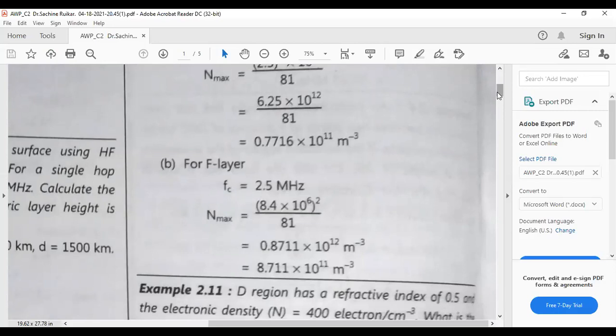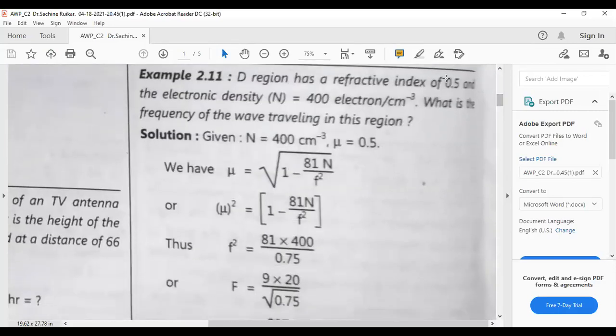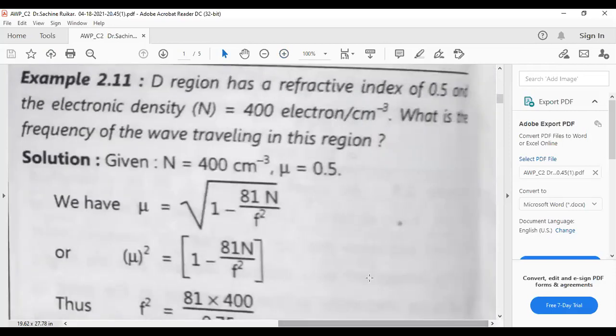Now go for numerical number 2.11. The D region has a refractive index of 0.5 and the electron density N is equal to 400 electrons per centimeter cube. What is the frequency of the wave traveling in this region? They are talking about the ionosphere, in that particular D region, where the refractive index, denoted by mu, is 0.5 and the density is given as 400, and you need to calculate the frequency of the wave traveling in that region.